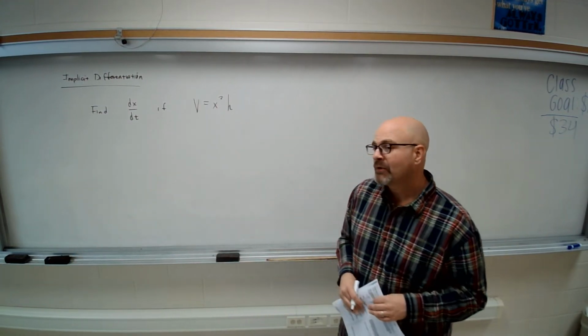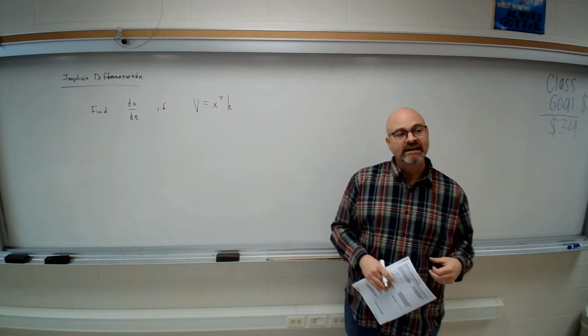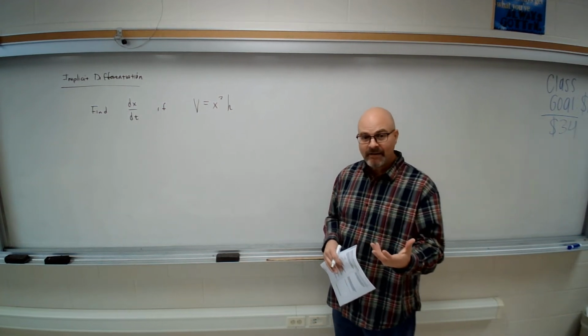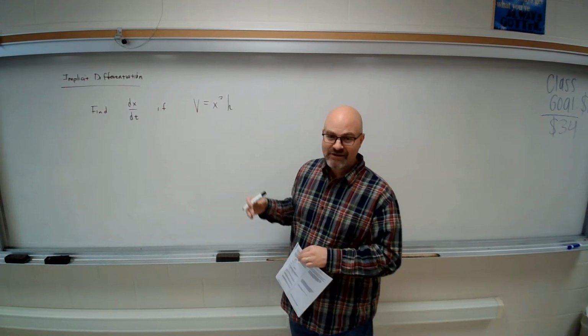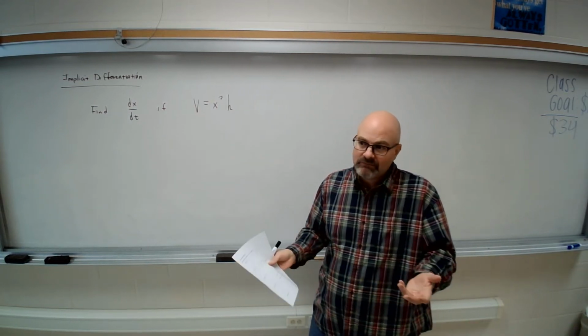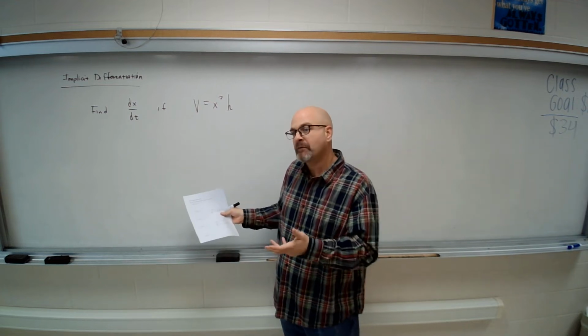So our next example here is very similar to what we just did. It's still a derivative with respect to time. But in this case, notice we have x squared times h. We have two variables. It's going to be harder, right? We had one variable before.